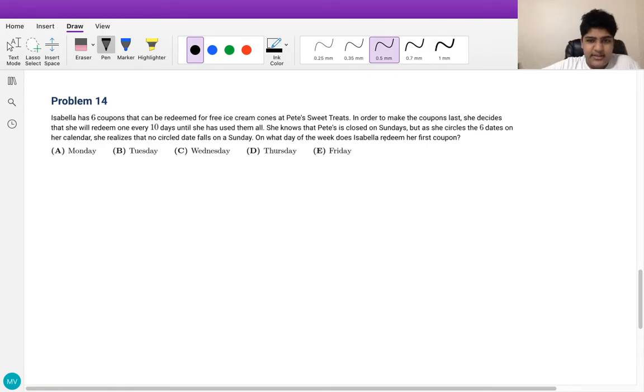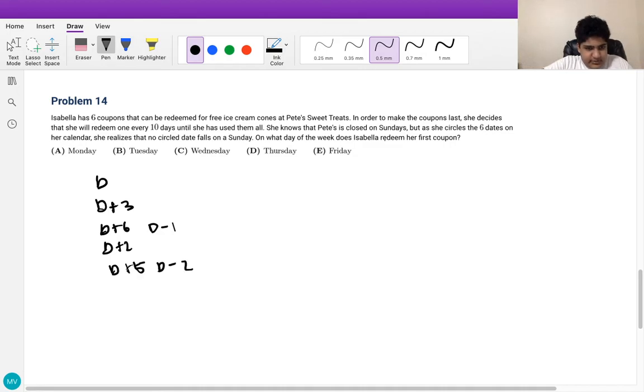In this case, we'll take mod 7. So, let the first day be D. Okay, the second day will be D plus 3, since we just cancel out one of the weeks. Then the next one will be D plus 6. The next one will be D plus 9, which is also D plus 2. This one can also be written as D minus 1 if we have to. Then the next one is D plus 5, or D minus 2. And the next one after this is D plus 1. And then finally we have D plus 4.